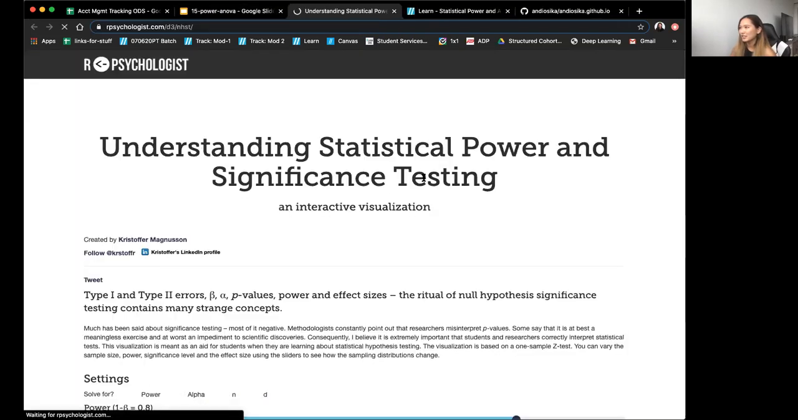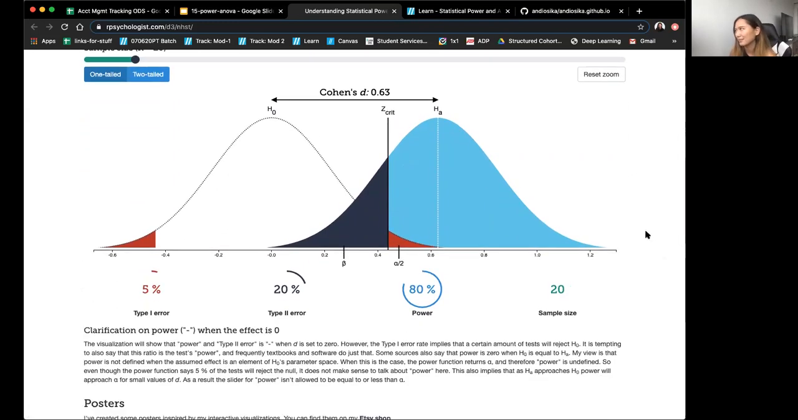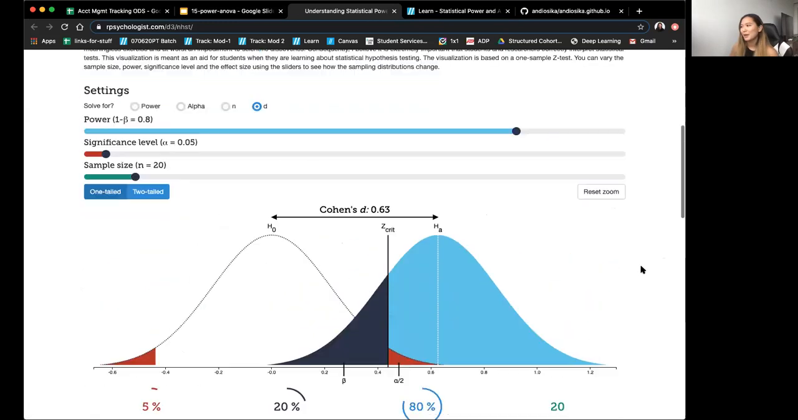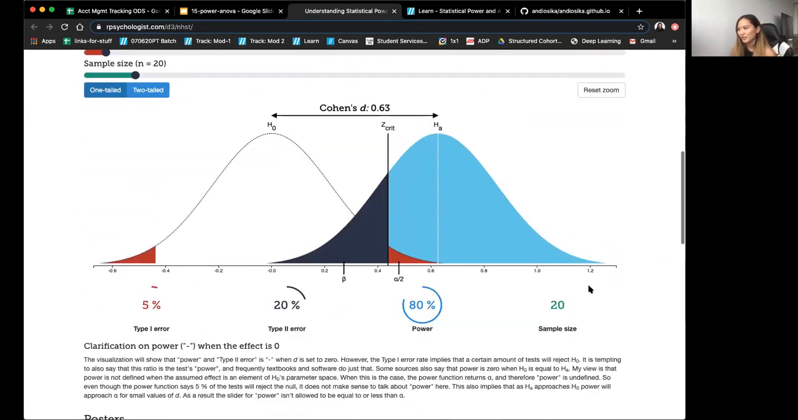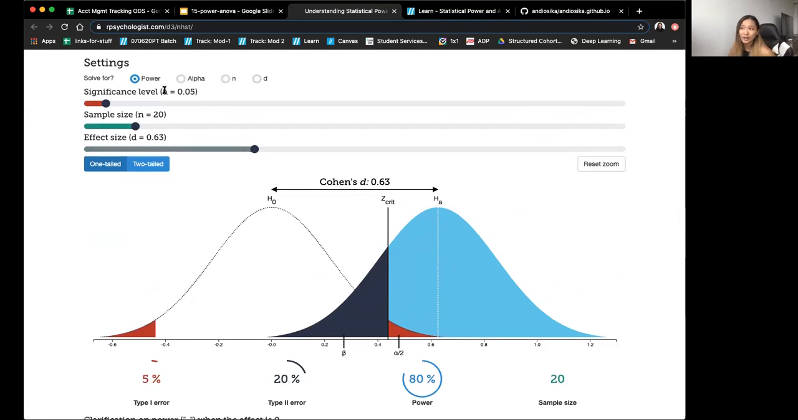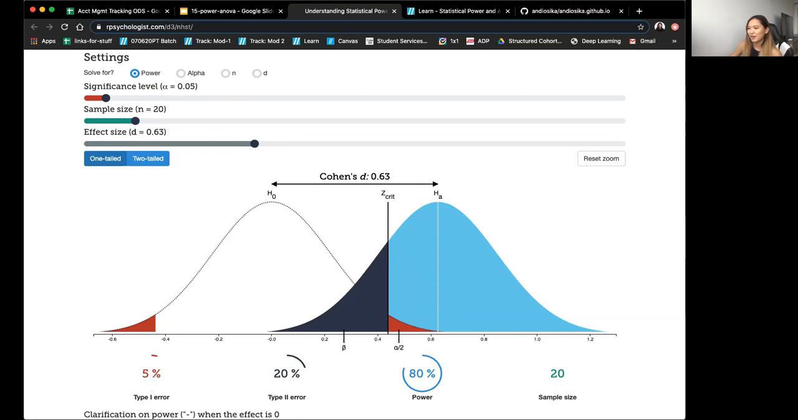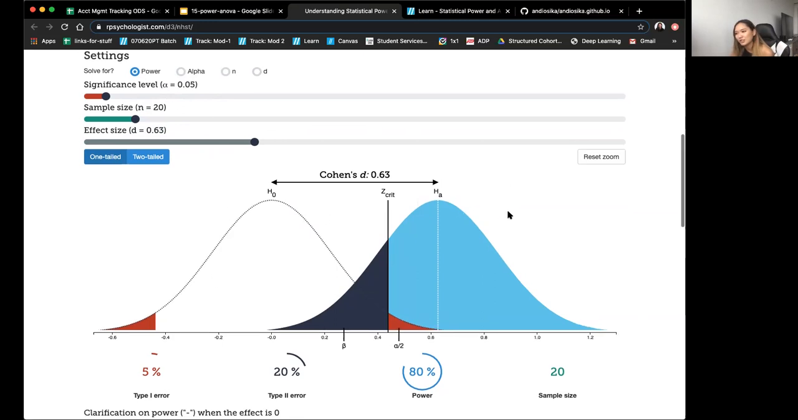Something that's kind of cool here. I don't know if I talked about this this past Monday, but this is something that's very cool. You typically want to maximize the power of your test. So this is a cool interactive graph that shows you the relationship between your alpha, your sample size, and your effect size. You can play around and adjust these values, and you'll see where power is. So currently, with a significance level of 0.05, sample size of 20, effect size of 0.63, power is at 80 for this null and alternative hypothesis.